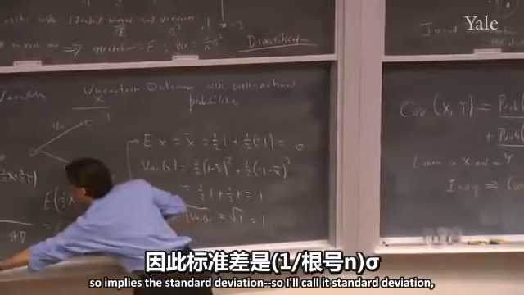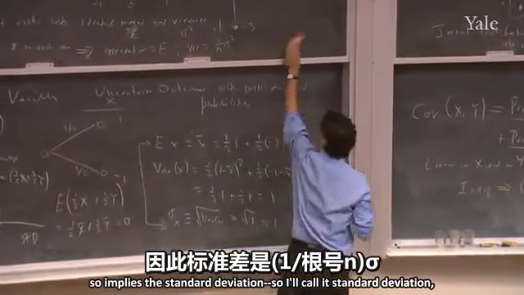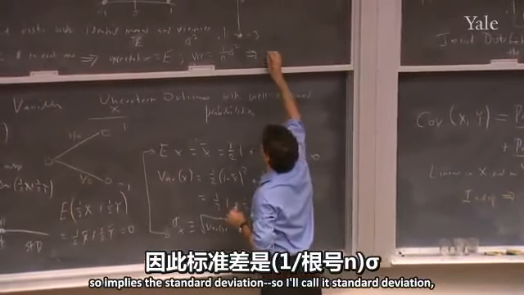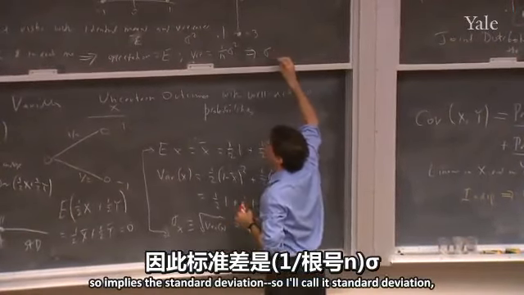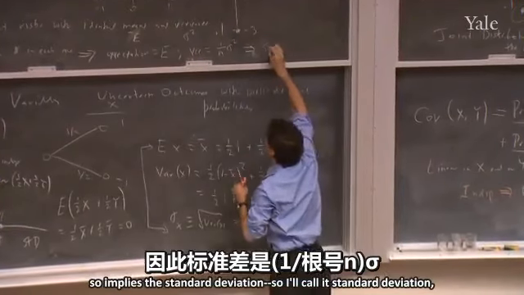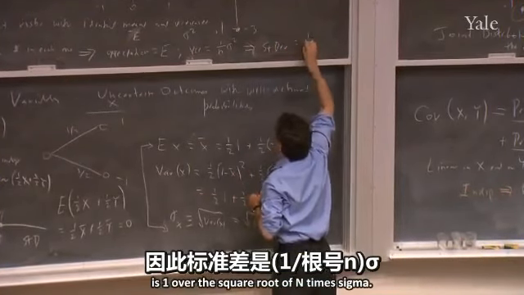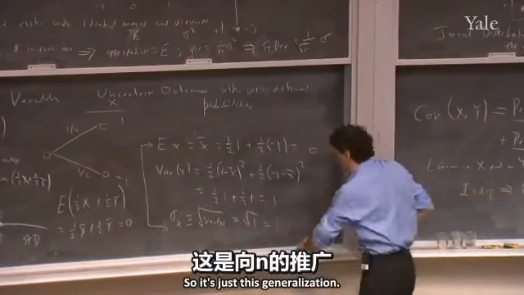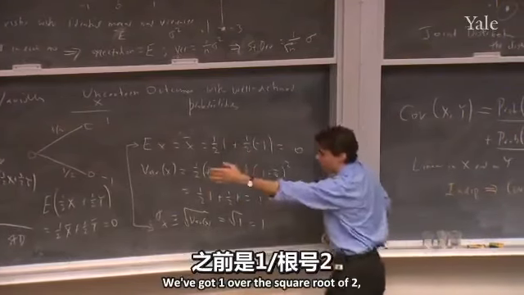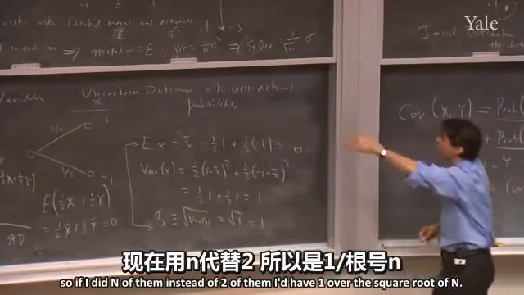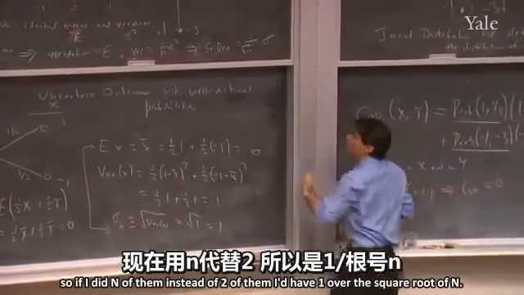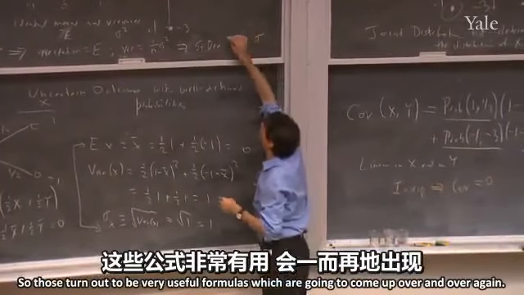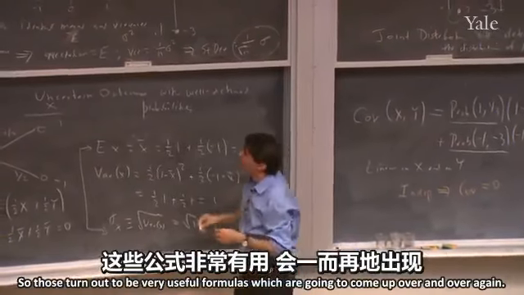So it implies the standard deviation, so I'll call it standard deviation, is 1 over the square root of n times sigma. Okay, so it's just a generalization. We've got 1 over the square root of 2, so if I did n of them instead of 2 of them, I'd have 1 over the square root of n. So those turn out to be very useful formulas, which are going to come up over and over again.